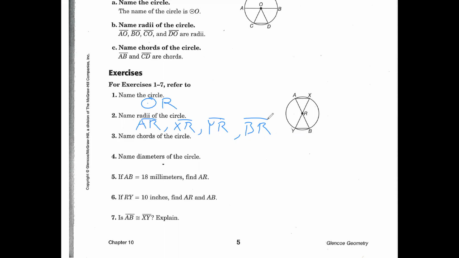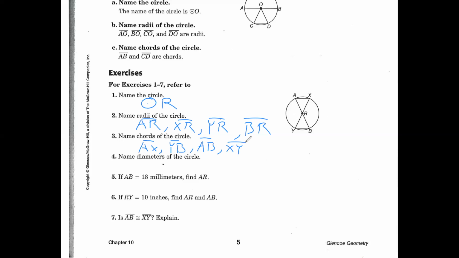On number 3, name the chords of the circle. So the chords, there are actually 4 chords there. There's AX, there's YB, which is down there at the bottom. And then there's two more. What are the other two chords? AB and XY, yeah. AB and XY.